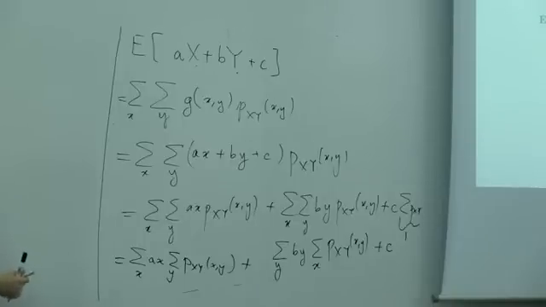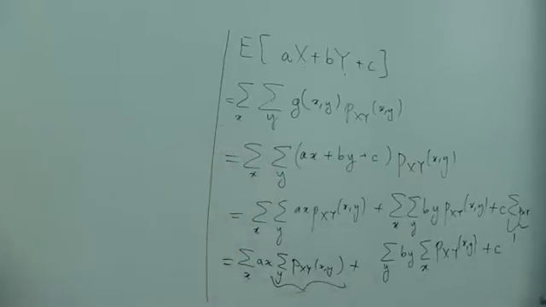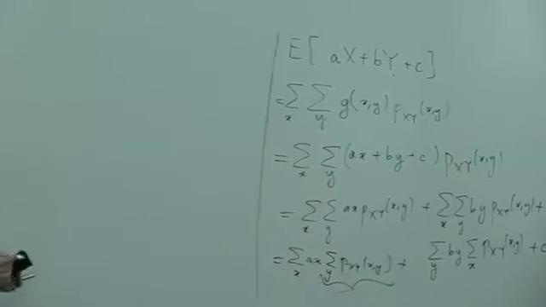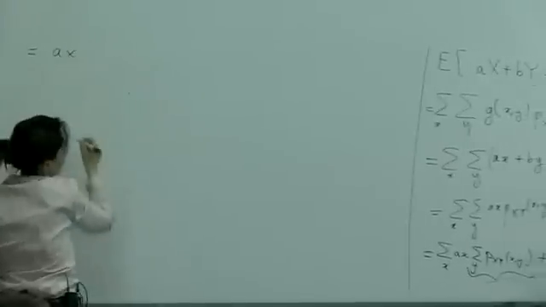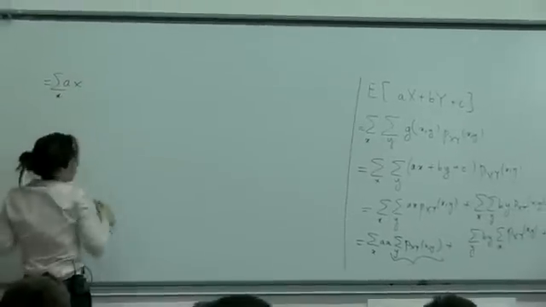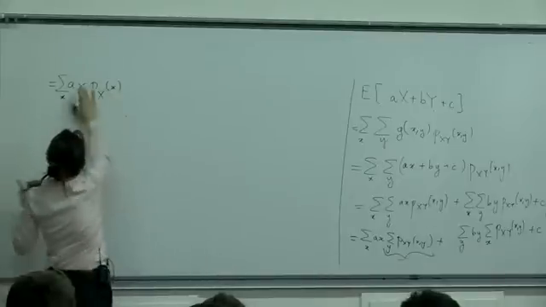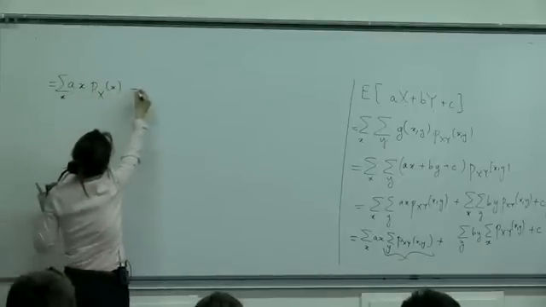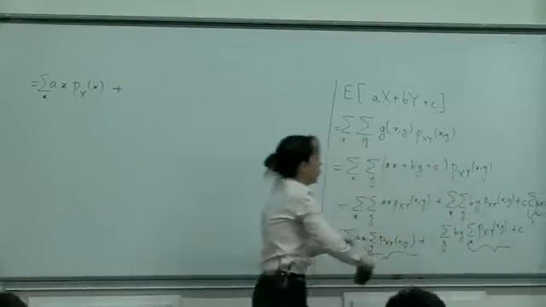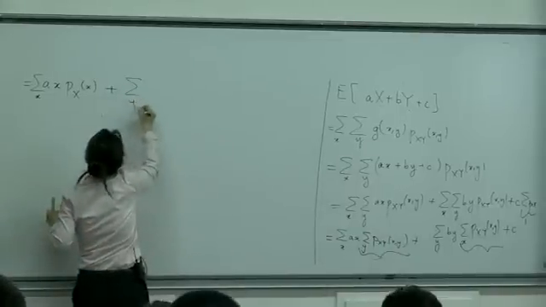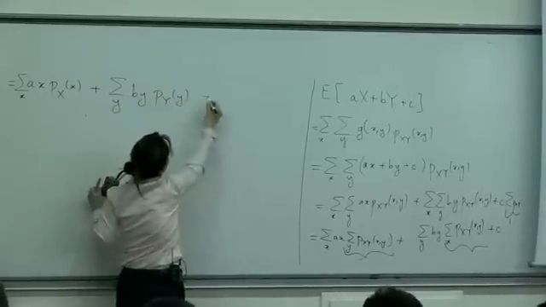Let me then see what this is. What is this? That's the marginal of x because I'm summing the joint over y. Okay? So that is the summation of ax p_X(x), over all x in script X, plus, now what is this? That's the marginal of y. So summation over y, by p_Y(y), plus c.